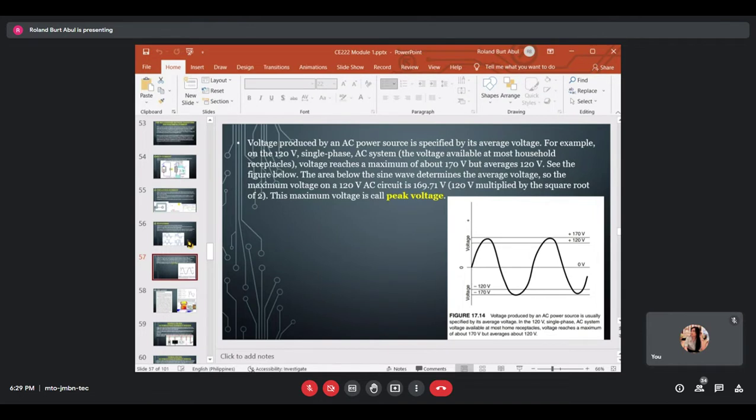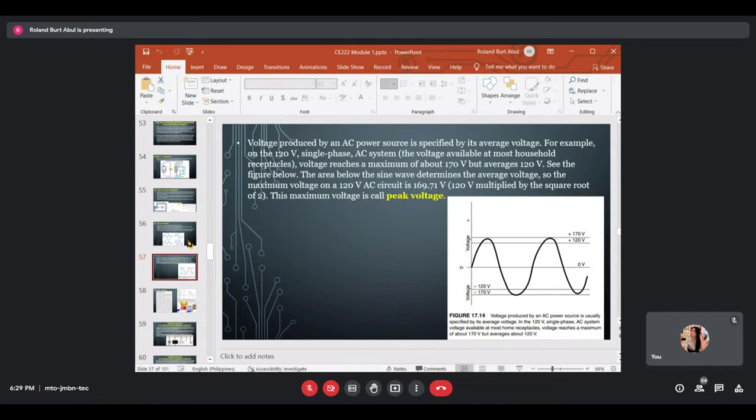Kaning 169.71 volts is called the peak voltage or the maximum voltage of the system. So, sa pagkuha ng peak voltage, peak voltage is equal to average voltage times square root of 2.